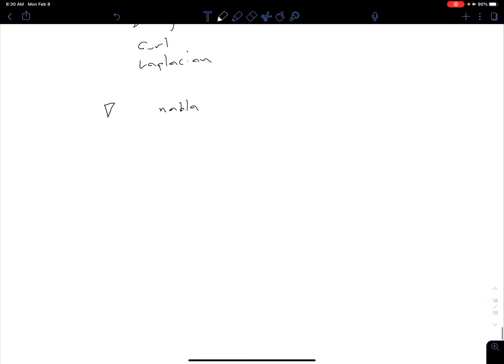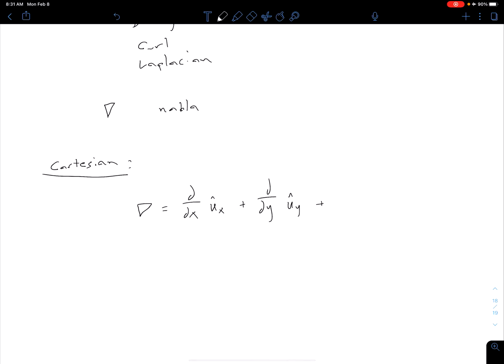So let's start by writing our del operator for our Cartesian coordinates. For our Cartesian coordinates, our del operator is equal to the partial derivative with respect to x in our x direction, plus the partial derivative with respect to y in our y direction, plus the partial derivative with respect to z in our z direction.